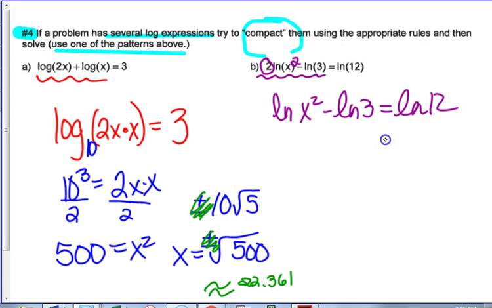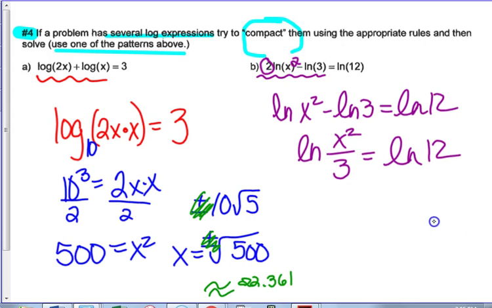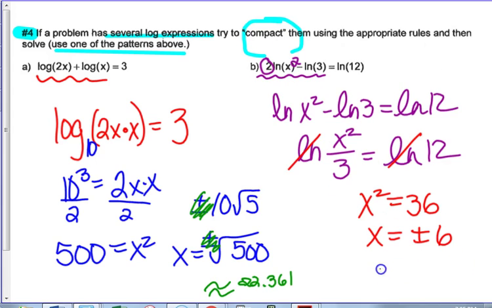Okay, now what? Minus means divide. So I rewrite this side as... now what? Now I can get rid of those, right? Because there's one on each side, so they have to be equal. Then if I multiply the 3 over here, I have 36. I'd have plus or minus 6, but originally it said ln of x, so yep, it's got to be positive only.